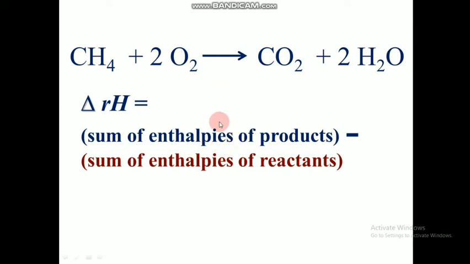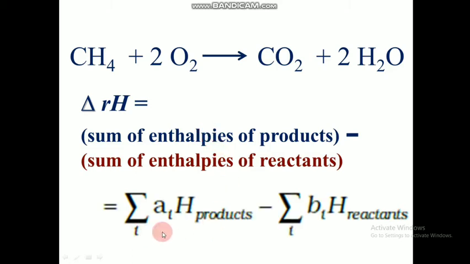So here we can alter this equation slightly and write it like this. The same equation, but here you can see one more term, which is the stoichiometric coefficient. It represents the number of moles, so the quantity is represented by this stoichiometric coefficient on both sides. First we multiply the stoichiometric coefficient with the enthalpy, then we sum it and apply it in this equation.